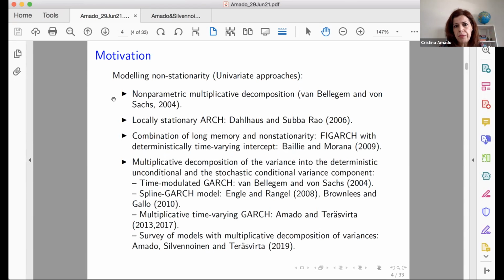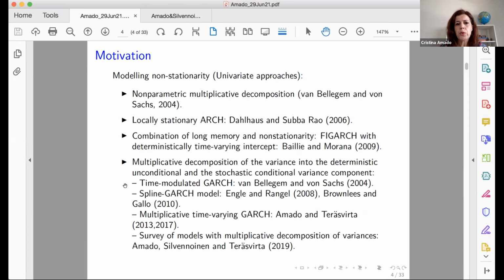Some are in the non-parametric case, such as Van Bellegem and von Sachs in 2004, where they also allow for a multiplicative decomposition of the variance into two components: a deterministic component that is a function of time, and another stochastic component, the stochastic conditional variance, that describes the short-run dynamics in volatility. They call this model the time-modulated GARCH.